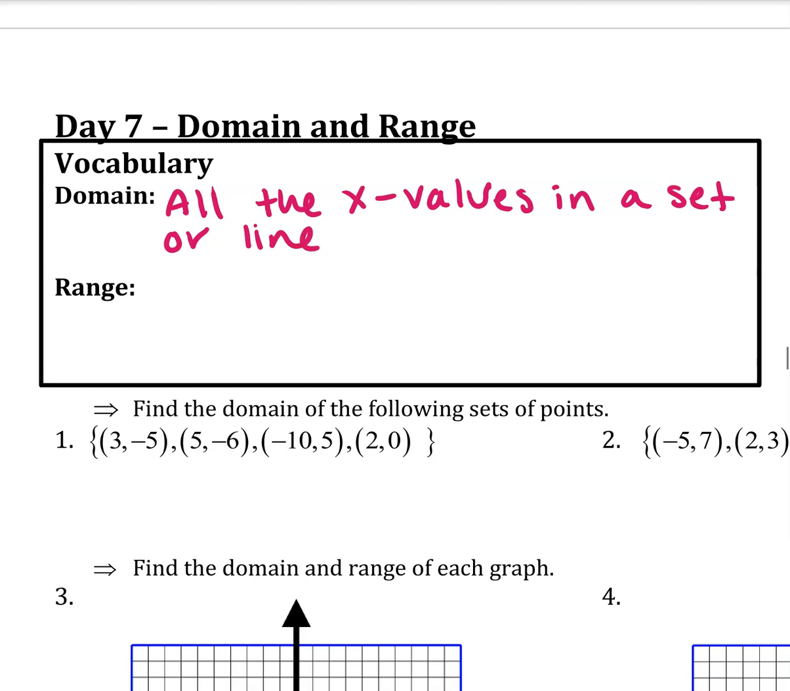We're going to work on a set of numbers and then a set or a line on a graph. And then the range is just the opposite. We're talking all the y values in a set or a line.